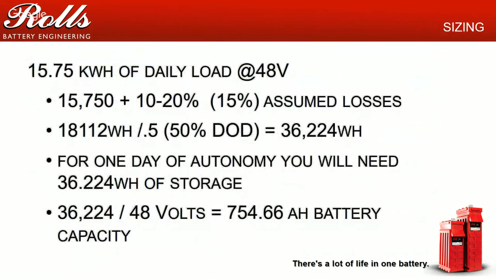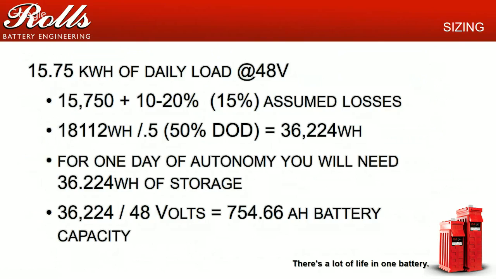When you're doing system sizing, and this is just general system sizing, there's two ways to do this. If I'm going to consume 15.75 kilowatt hours at 48 volts, say I take that 15,750 watt hours and add 15% for assumed losses, it's 18,112 watt hours. Divide that by 0.5, and for 1 day of autonomy, I'll need 36,224 watt hours of storage. Divide that by 48 volts. That tells me I need at least a 754 amp hour battery.